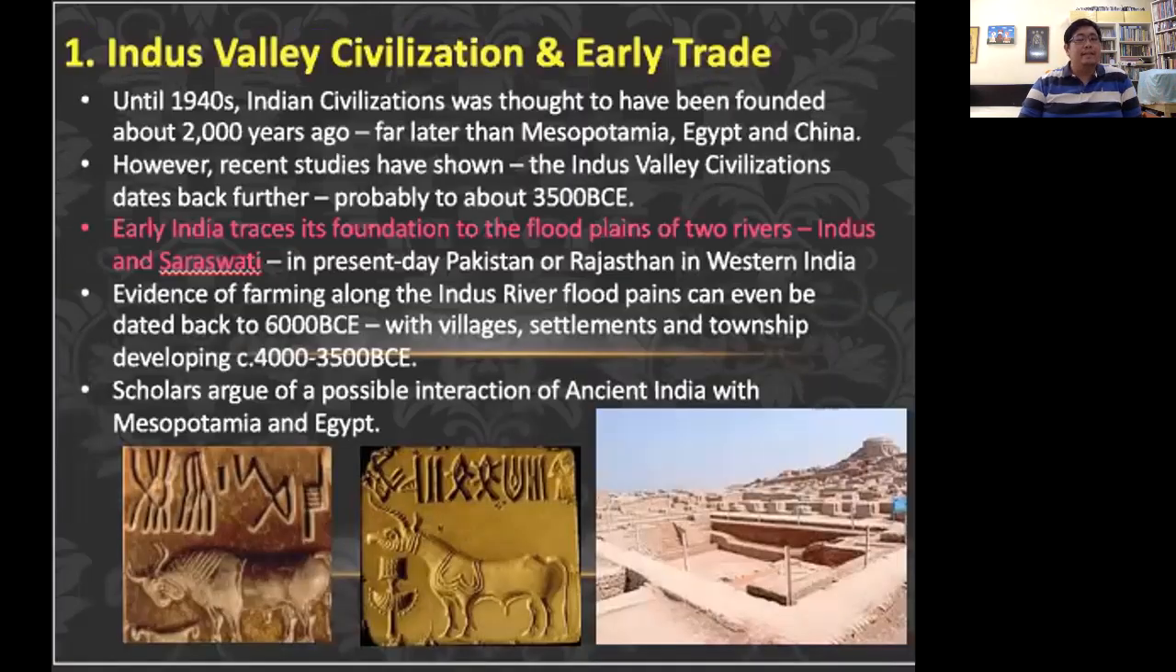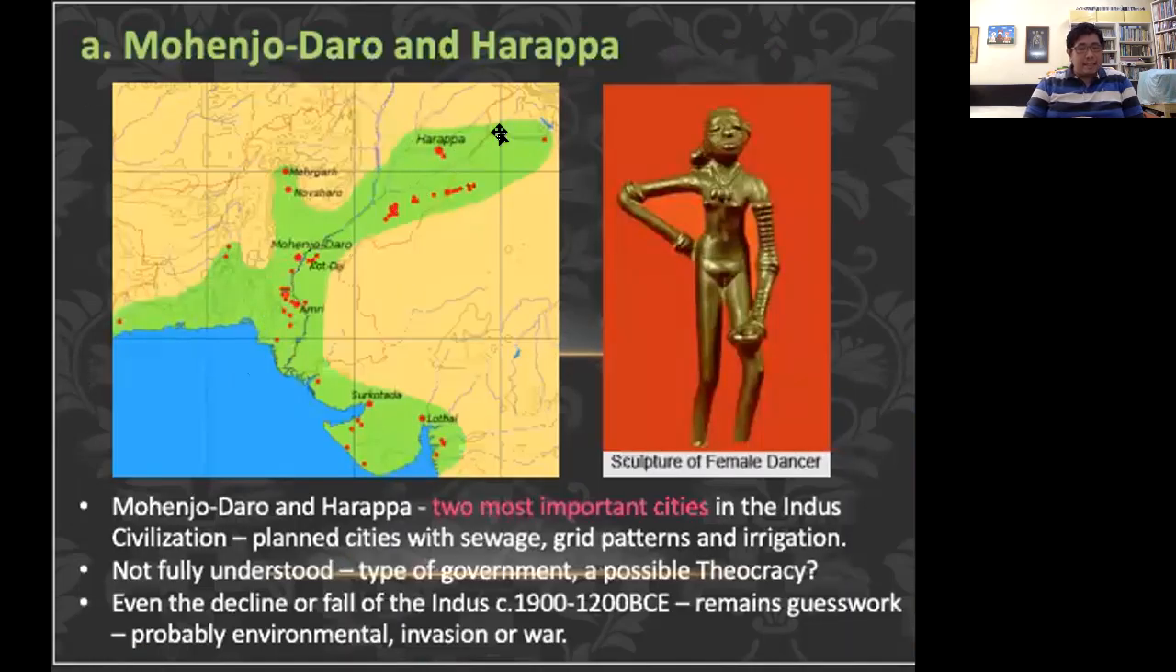Okay, now let's look at the first civilization, the Indus Valley Civilization and the early trade. Basically we are looking at the period around Mesopotamia, around Egypt, around the same era. About 2,000 years ago. What we know about the Indus Valley is actually very limited. The Indus Valley civilization basically is the settlements along the Indus River. So that is what we know about the Indus Valley civilization.